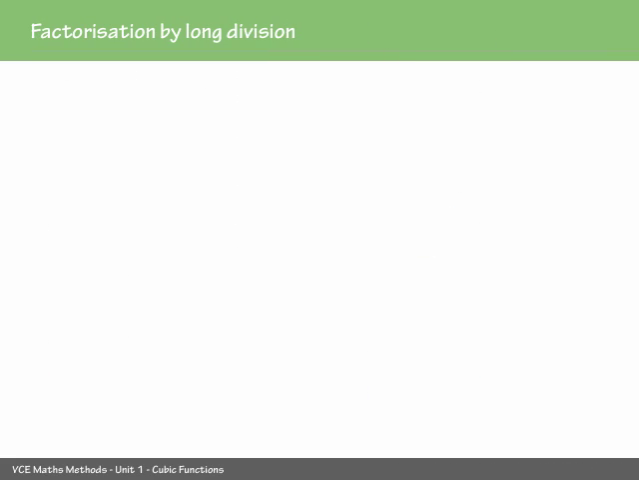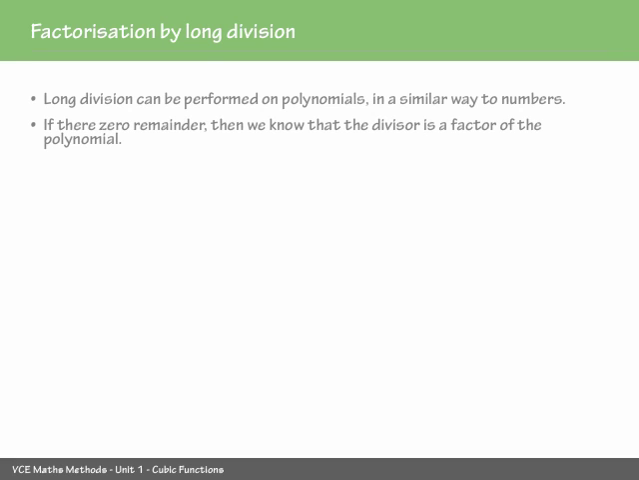Now, the reverse of expansion is factorisation. So let's have a look at how we actually factorise. If we were to factorise a number, we'd be dividing. We know a number that divides into it, and we find what else divides into it. We do exactly the same thing with polynomials.